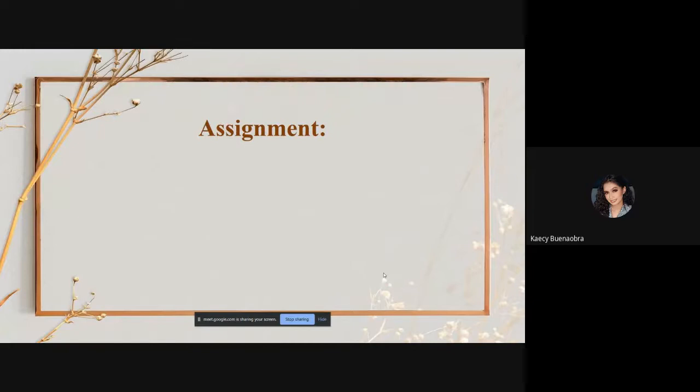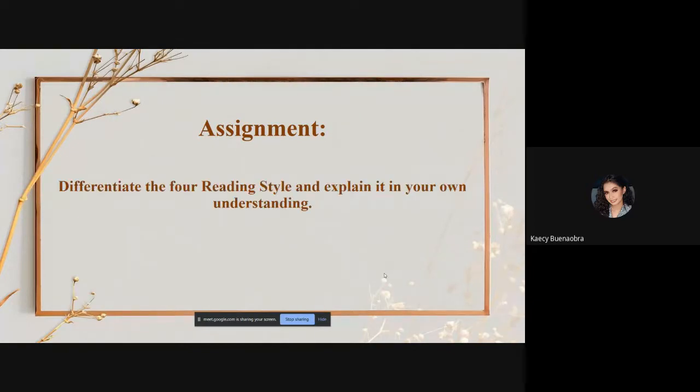So for your assignment, differentiate the four reading styles and explain them in your own understanding.